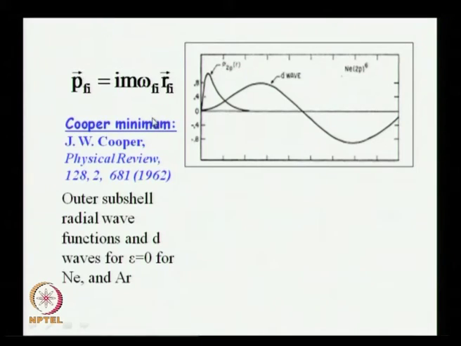And to get a non-zero matrix element over here, this is the matrix element which is contributing to the photoionization cross section. This matrix element is coming from the overlap of the 2p wave function with the continuum d, right.